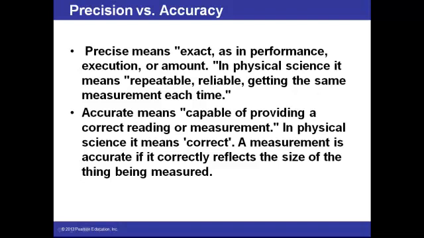Right, so now we want to cover this concept of precision versus accuracy, and these are two very important concepts once we get into the lab. So a definition for being precise means being exact as in performance or execution or amount. So in physical science or lab-based sciences, this means having repeatable, reliable results or getting the same measurement each time.